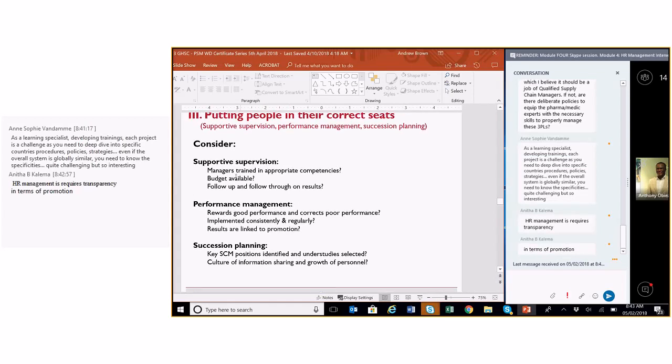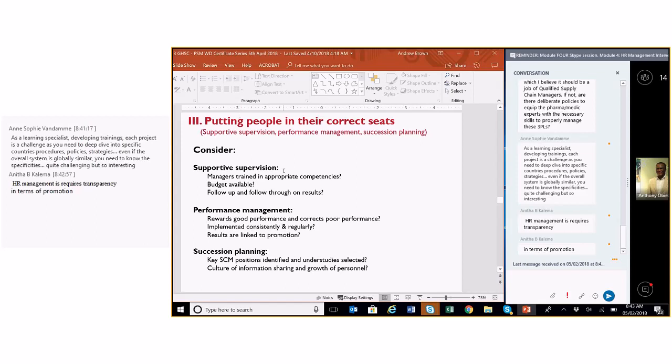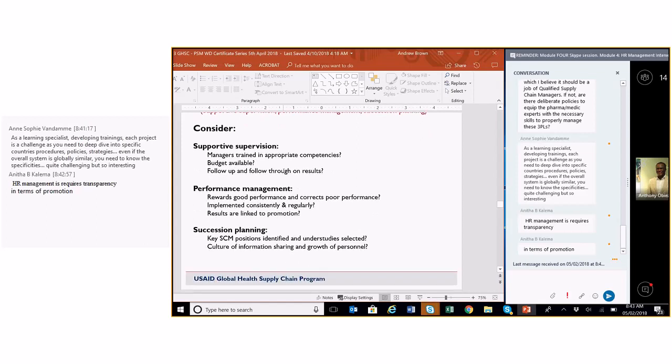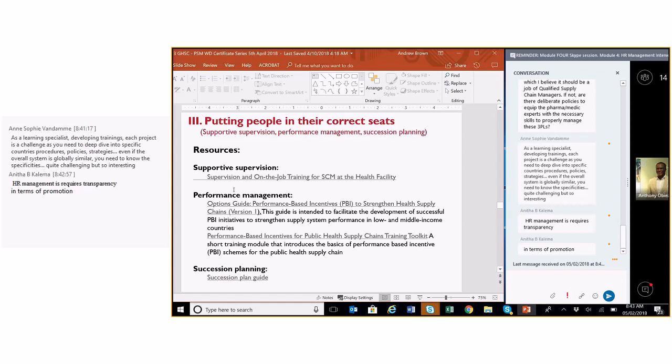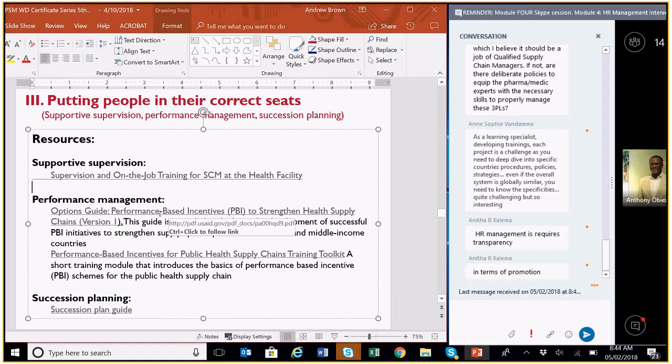So these are the items we need to consider about putting people in their correct seats on the bus. In terms of resources, there is a range of supervision and on-the-job training for supply chain management at health facility. There's a great resource that's there for that purpose. In terms of performance management, there's performance management option guides and incentives that are here, as well as the performance management or annual performance appraisal guideline documentation that I've got in the resources folder. And then I've also provided a succession planning guide.